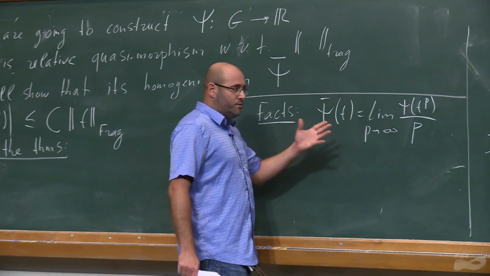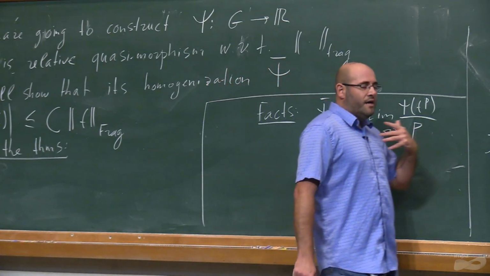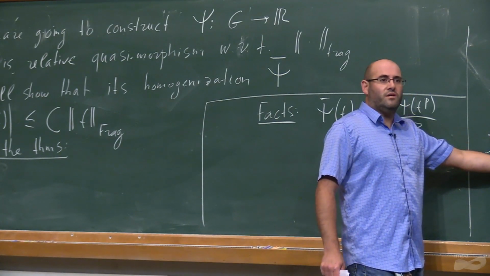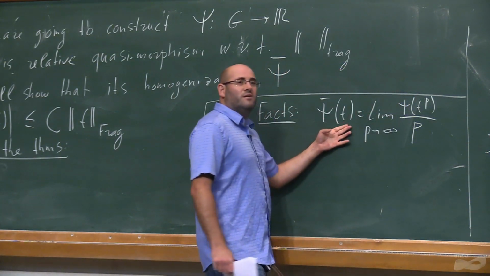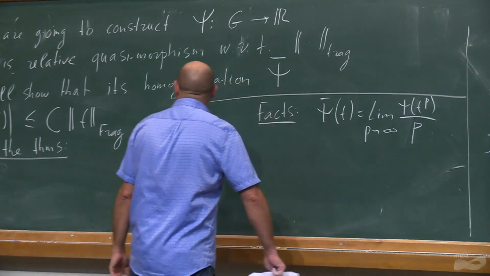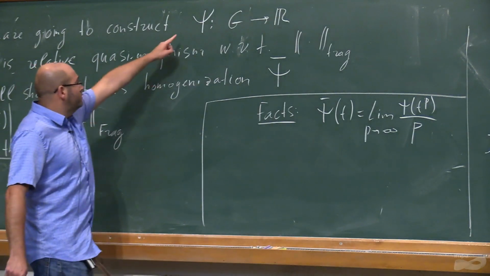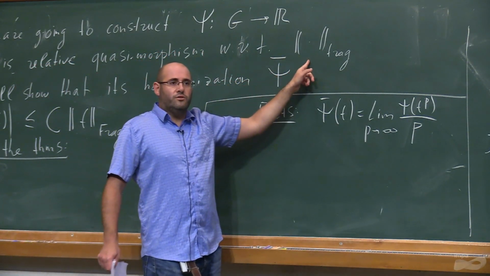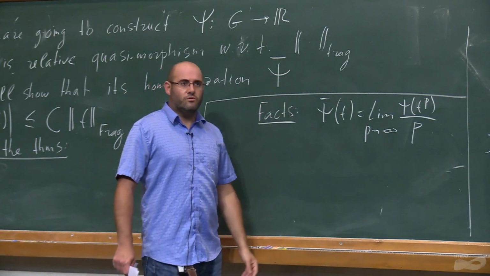Okay? So then what you have, basically, is an embedding from the space of, let's say, homogeneous quasimorphisms here to the space of such functions here. I didn't say, so this is not a quasimorphism. However, the theorem that I'm not going to prove is that this is a relative quasimorphism with respect to the fragmentation norm. And I must say that the proof is not difficult.